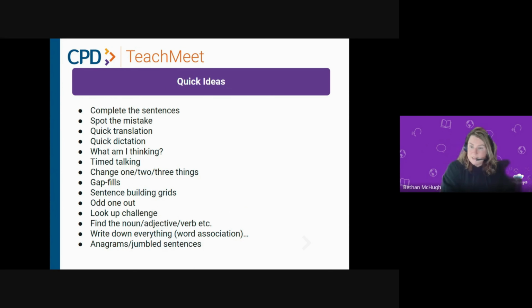That can be useful, particularly if it's new words for the lesson. Finding word classes is a great one. So if your lesson is going to be talking about some new nouns, then get them in a text to find the nouns or find the adjectives, etc.